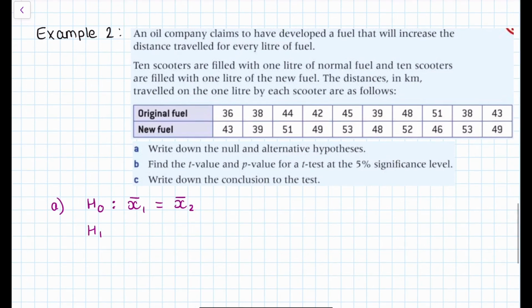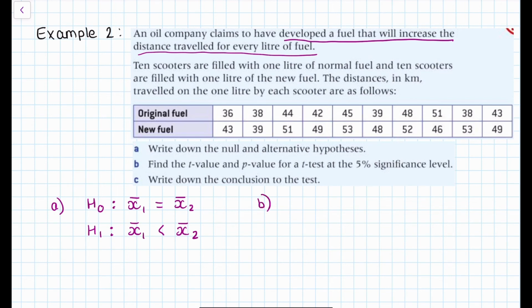Now for our alternate hypothesis, see in the question here, this oil company claims to have developed a fuel that will increase the distance travelled for every litre of fuel. So it's saying that the new fuel will go further than the old fuel. So in that case, it's going to be a one-sided t-test. And we're wanting to say that the mean of the original fuel will be less than the mean distance of the new fuel, because that's what the company is claiming.